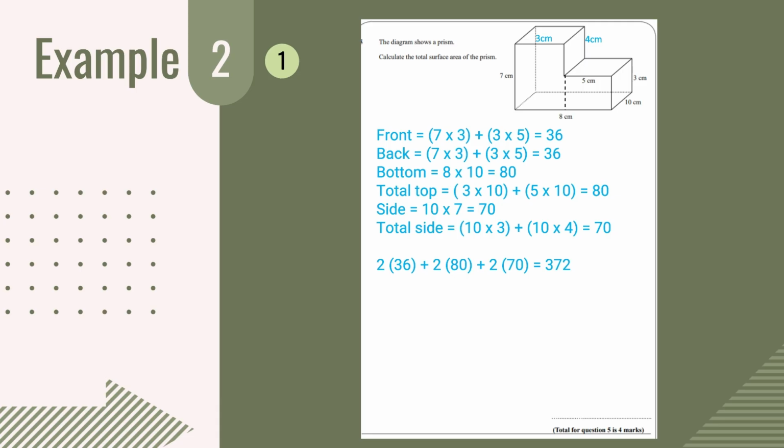So we do 2 times 36 plus 2 times 80 plus 2 times 70, which gives us the answer of 372. So we write our answer of 372 centimeters squared.